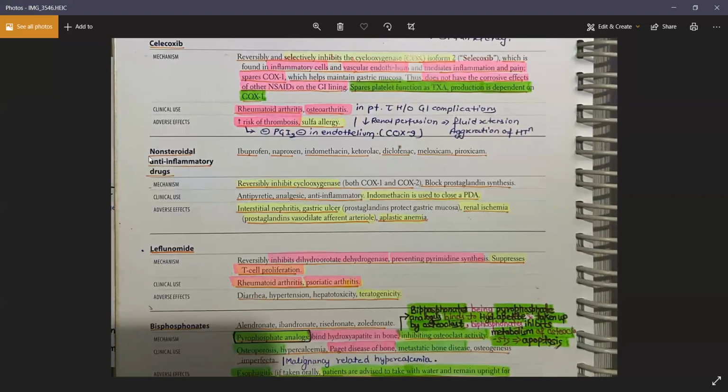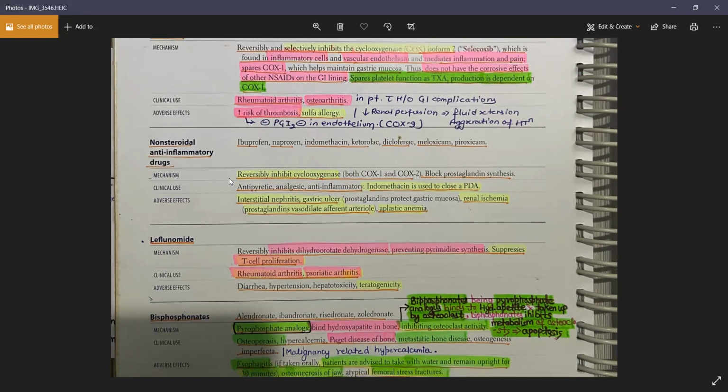Okay. Then you have the NSAIDs, non-steroidal anti-inflammatory drugs. It includes ibuprofen, naproxen, indomethacin, ketorolac, diclofenac, meloxicam, and piroxicam. You need to remember all these names. Very important to note. And unlike the aspirin, which irreversibly inhibits the COX-1 and COX-2, these agents will reversibly inhibit the COX-1 and COX-2.